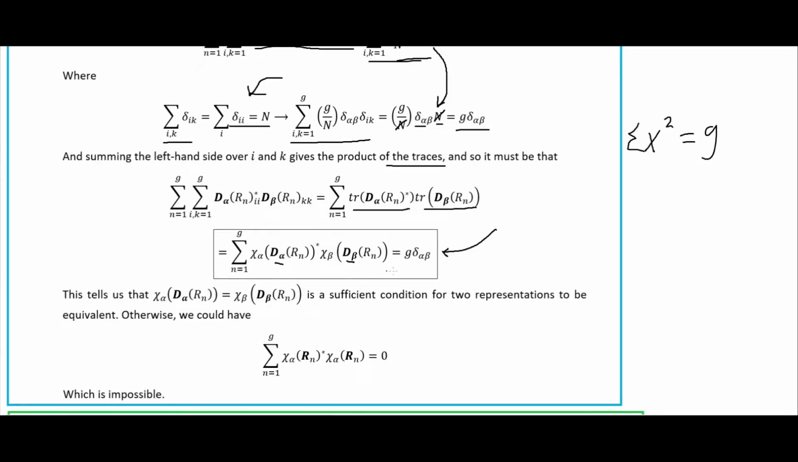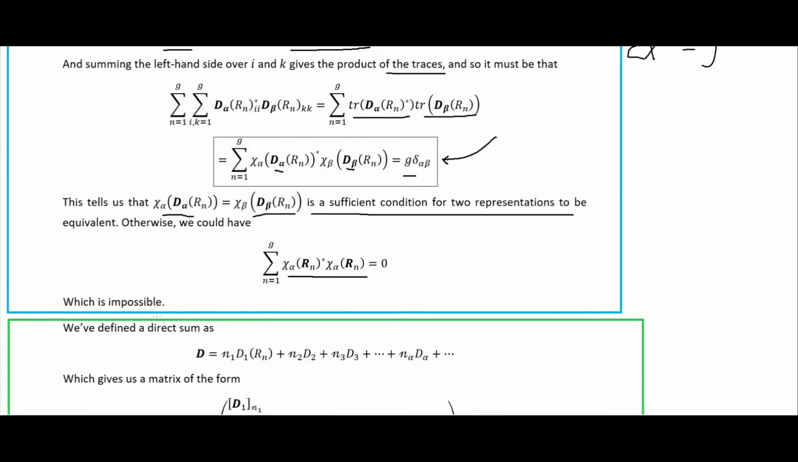And so if this does equal the order of the group, that tells us that the character of our d alpha and the character of our d beta here are equal. So it's a sufficient condition for two representations to be equivalent. Otherwise, we could do this and get 0, which is impossible.